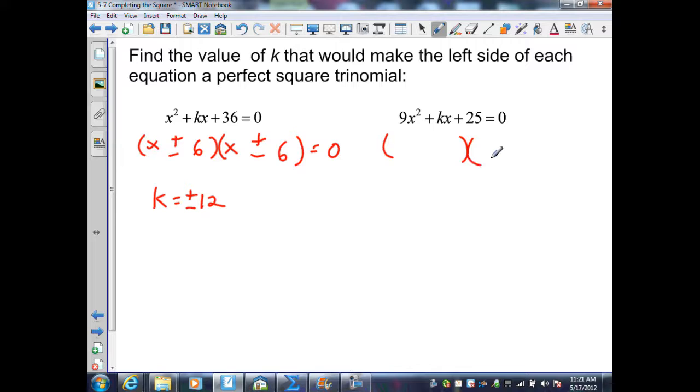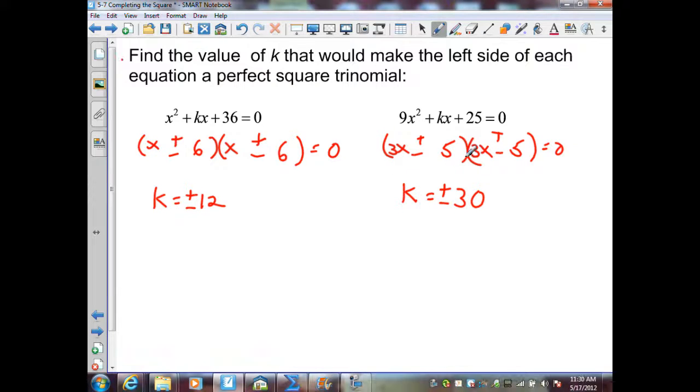Again, over here, I want to factor the perfect trinomial. This would be 3x and 3x. This would be 5 and 5. And again, this could be plus, plus, or minus, minus. If it was plus, plus, that would give me a positive 15x, and a positive 15x would give me a positive 30. Or if it was minus, minus, it'd be a minus 15x and a minus 15x, which would be a negative 30. So k could either be a positive or negative 30.